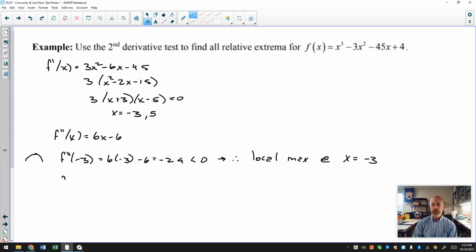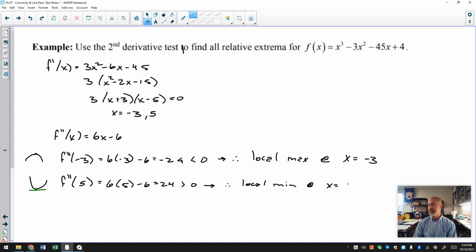And then we're going to do the same thing. We're going to test x equals 5. f double prime of 5 is 6 times 5 minus 6. That's 30 minus 6, which is positive 24. That is a positive value. If your second derivative is positive, you're concave up. If you're concave up at the same time while your slope is 0, then you're at the bottom of that valley. That is a horizontal tangent. You're looking at a local minimum. Therefore, local minimum at x equals positive 5.